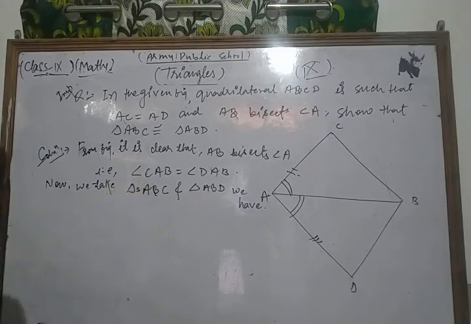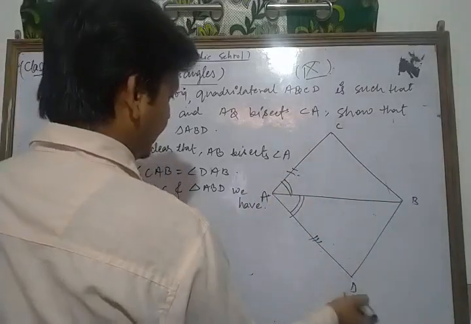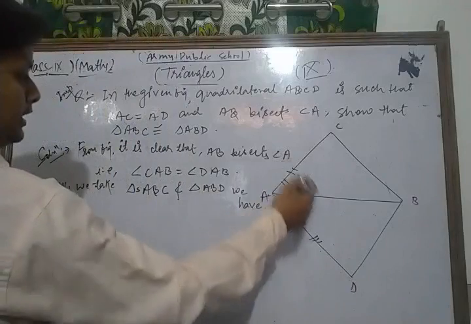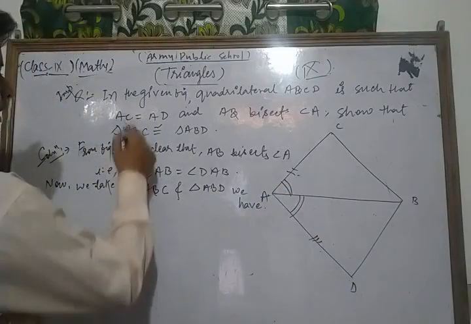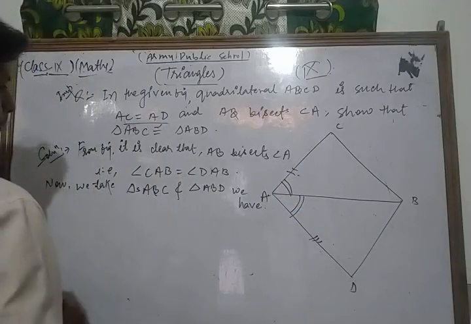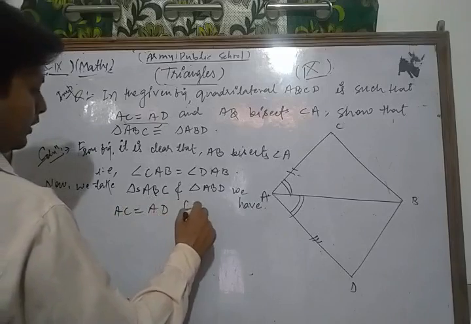What we have, dear students, for that triangle. Now let's see. In ABC and ABD we have AC equal to AD, because it is given. AC is equal to AD. This is given in our question.